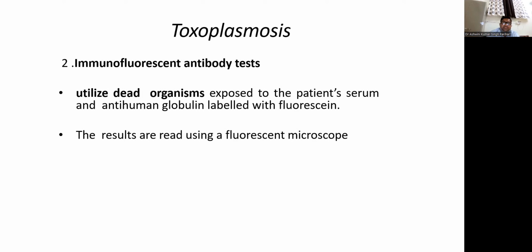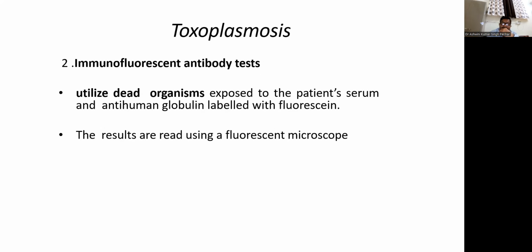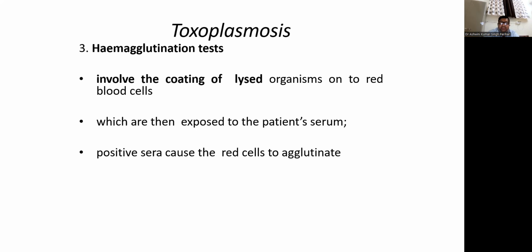So, two tests. First, the gold standard is the Sabin-Feldman or dye test, where methylene blue dye is used, and live organisms are mixed with the patient's anti-toxoplasma IgG, and then the staining becomes negative. The second one, where dead organisms are mixed with anti-human globulin antibodies and examined under the fluorescent microscope, and fluorescence is seen. The third one is the hemagglutination test.